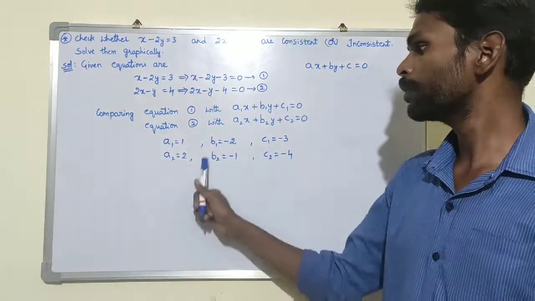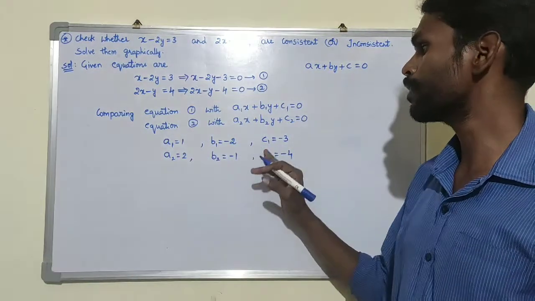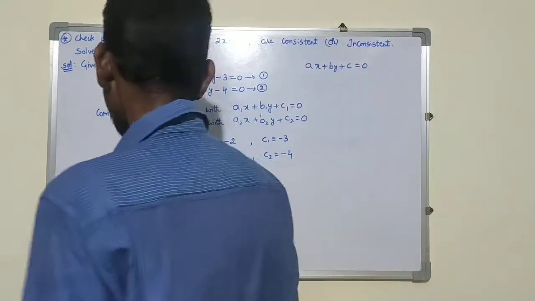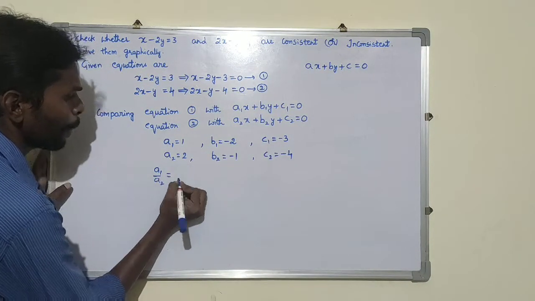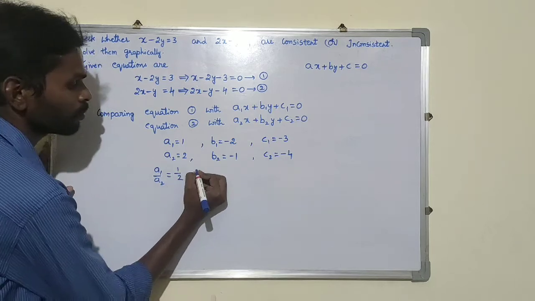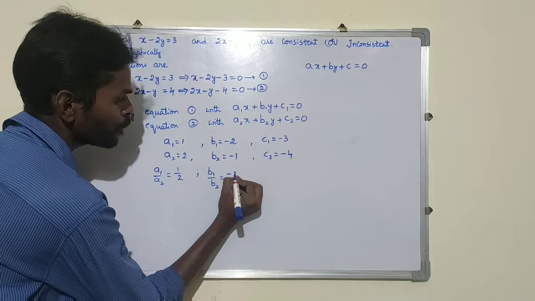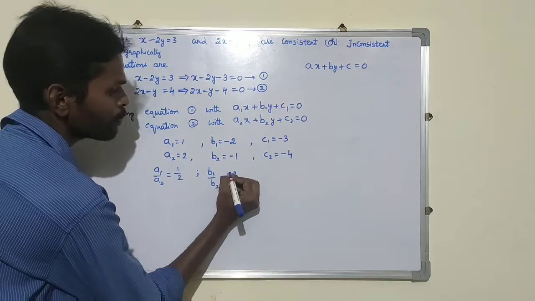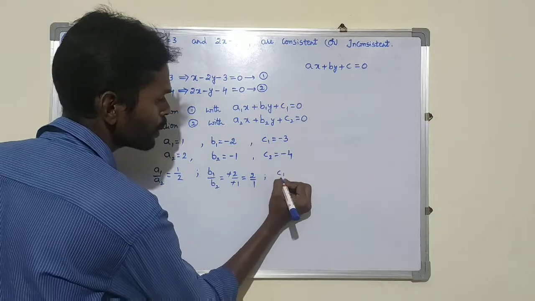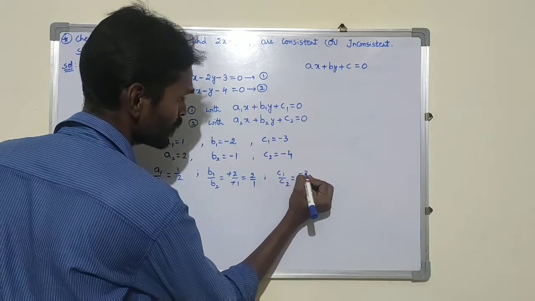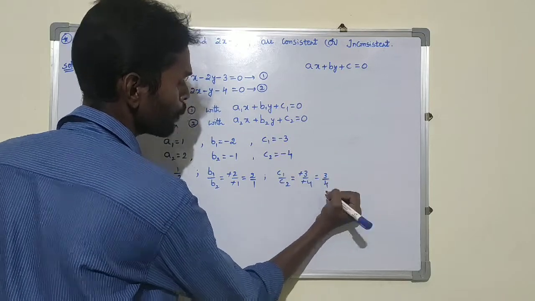Afterwards, you need to find out the ratio for these 3: a1 by a2, b1 by b2, c1 by c2. Find out the values. a1 by a2 equal to 1 by 2. b1 by b2 equal to minus 2 by minus 1. You know that minus will get cancelled and the answer is 2 by 1. And c1 by c2 equal to minus 3 by minus 4. Minus will get cancelled, 3 by 4.